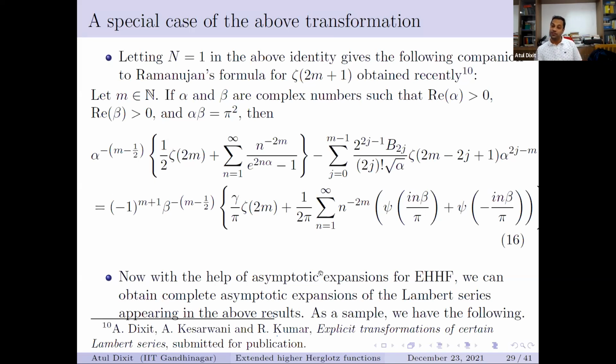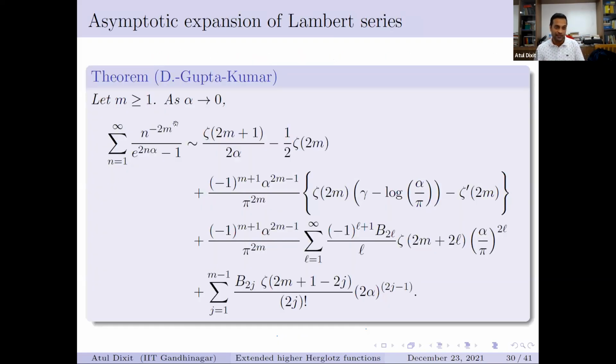And now with the help of these asymptotic expansions of the higher Helmholtz functions, one is able to give an asymptotic expansion of this Lambert series, which was not previously possible. Complete asymptotic expansion as alpha tends to 0. This is how it looks.